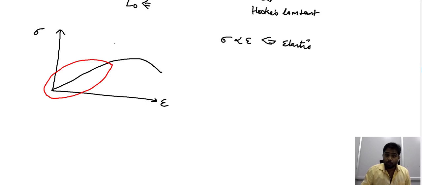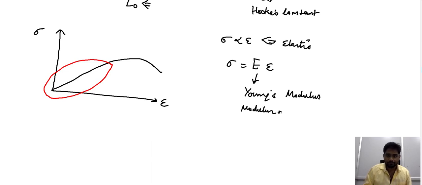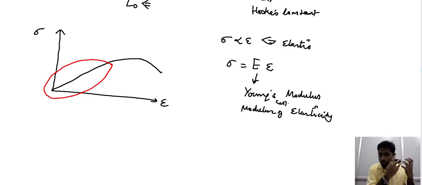Now the concept of proportionality, when we have stress and strain describing the mechanical behavior of materials, is capital E, which we refer to as the Young's modulus or modulus of elasticity. So when we considered load and elongation, there was a constant of proportionality. It was stiffness or Hooke's constant. In case of stress and strain, we have a constant of proportionality. It is Young's modulus or the modulus of elasticity.